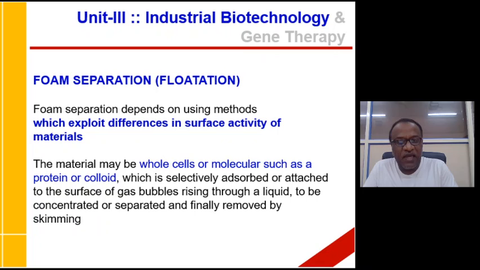Now, this is selectively adsorbed or attached to the surface of the gas bubbles or the foams, and these gas bubbles rise through a liquid, that is the fermentation medium, and finally that has to be concentrated and then the product is removed using skimming. So, the material may be whole cells or molecules such as proteins or colloids. They get adsorbed or attached to the surface of the gas bubbles, and they rise through the fermentation medium, and then finally they are removed by skimming.